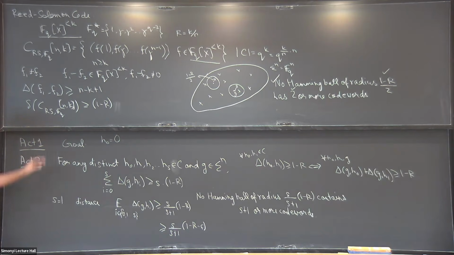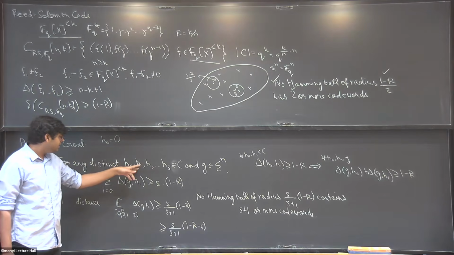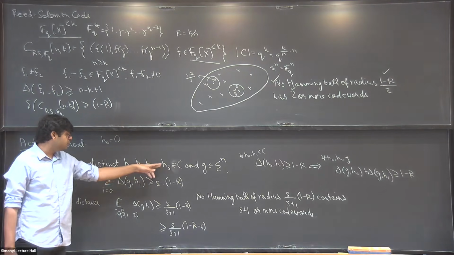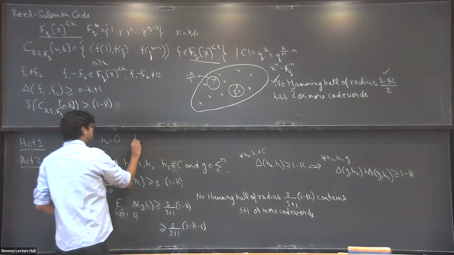So this is similar to how we prove things for Reed-Solomon, where you assume one of them is 0 and then the other code word is just non-zero. So let's assume H0 is 0. And what would we want in Act 2? That we want H1, H2, Hs to be all distinct, and that should be enough to prove what we want. Here we'll assume something stronger.